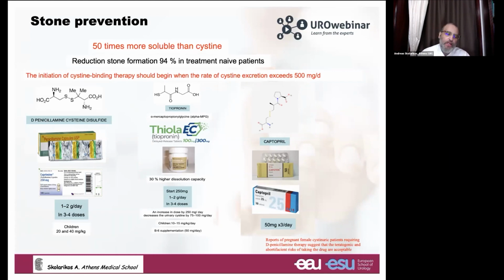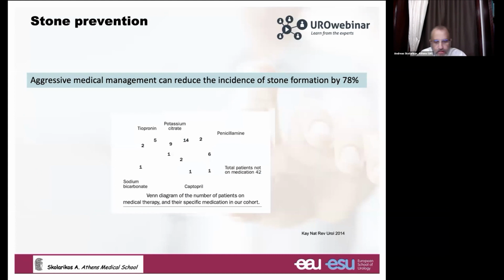Other drugs include D-penicillamine, 1 to 2 grams per day divided in 3 to 4 doses, and captopril, 50 milligrams 3 times daily. However, D-penicillamine is rarely used due to severe side effects, while captopril did not show consistent results and is not used widely. Aggressive medical management can reduce the incidence of stone formation by 78%.